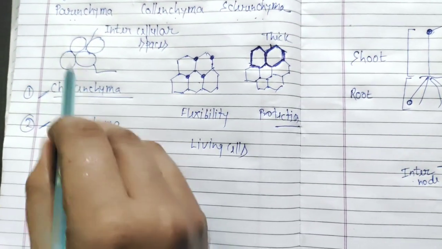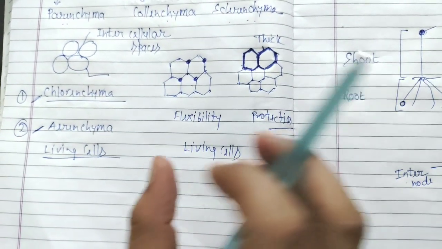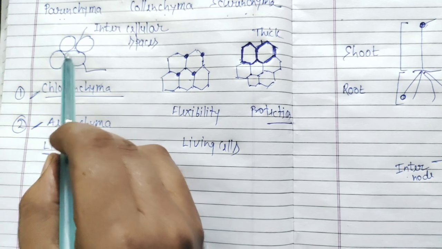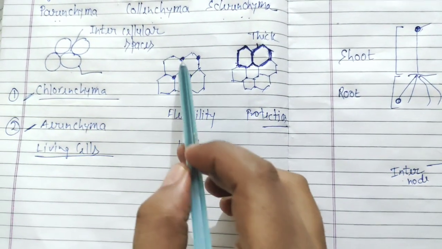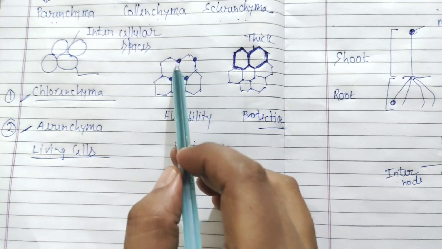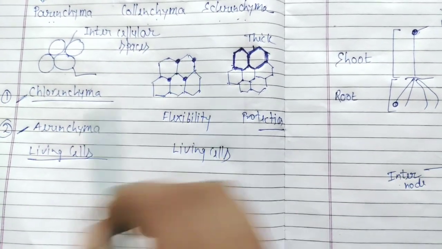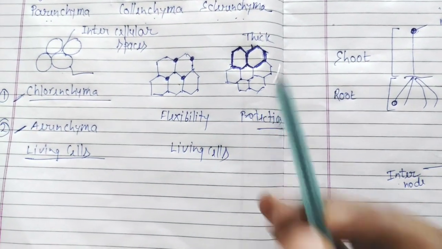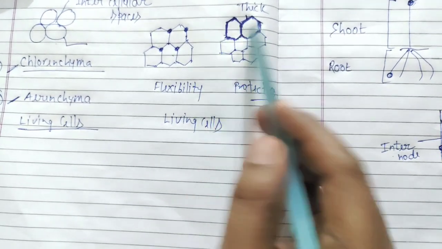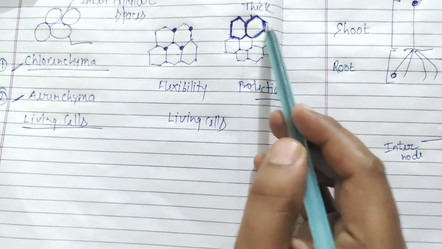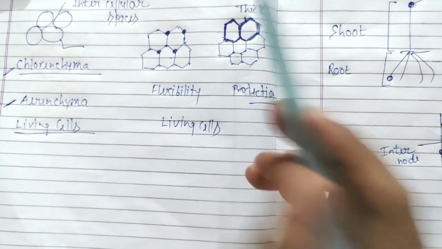So if we talk about cellular differences, how the cells are arranged. Here cells have intercellular spaces and are thin walled. Here cells do not have intercellular spaces, and lignin is deposited at the corners. Here in sclerenchyma, there are no intercellular spaces, but lignin is distributed throughout the cell, so they are thick walled.